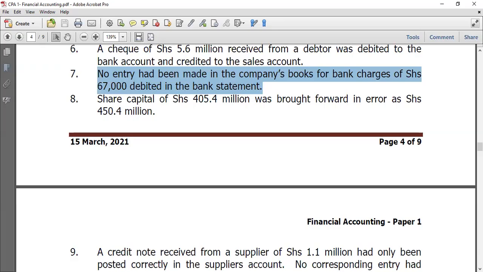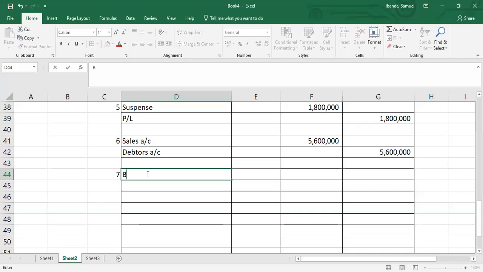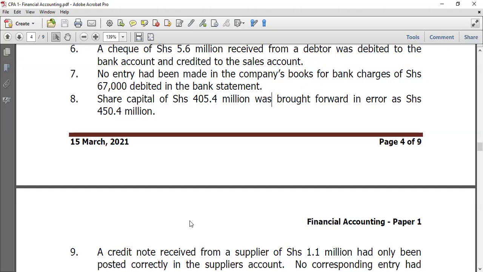So I'll just come to my books of accounts and say what? 7, debit bank charges. Remember, bank charges are expenses, and when expenses are increased, they are debited. And I'll credit my bank account, because my bank will reduce. So what this would mean is I'll just pick the amount, which is 67,000.